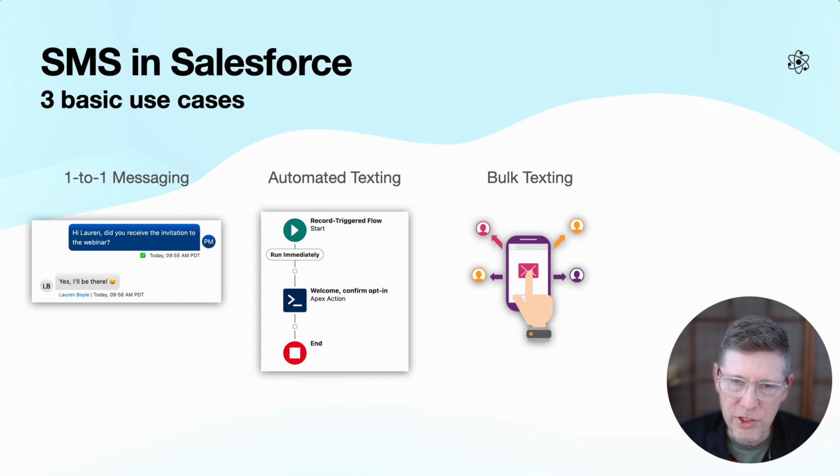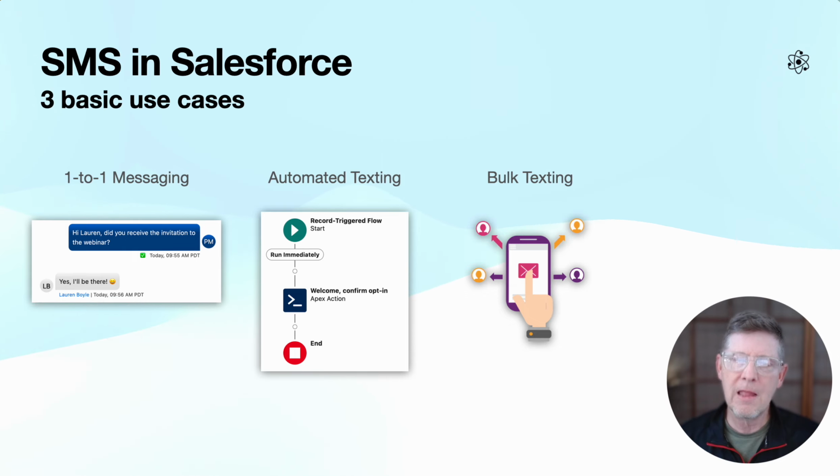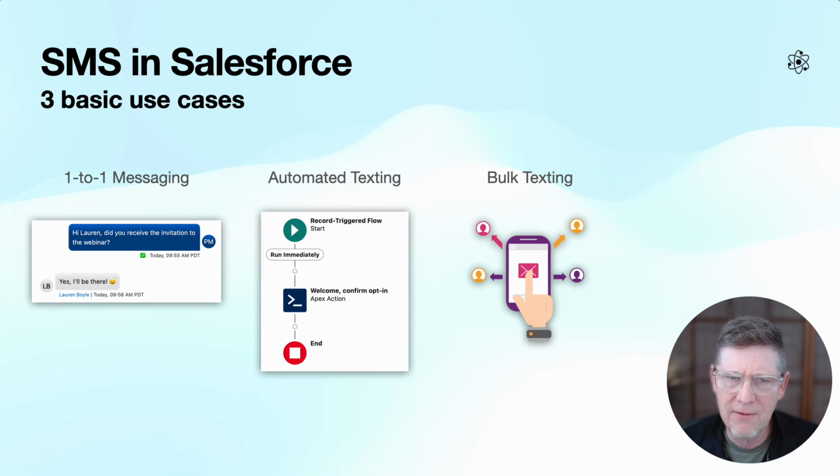There's one-to-one messaging, standard talk bubbles, just like you would do on your phone, except doing it in Salesforce. There's automated texting, and we all get these all of the time. For example, you get a reminder that you've got a dental appointment tomorrow, or you might get a notification from your credit card company that there's some suspicious activity on your card. Very timely, low engagement, people love it.